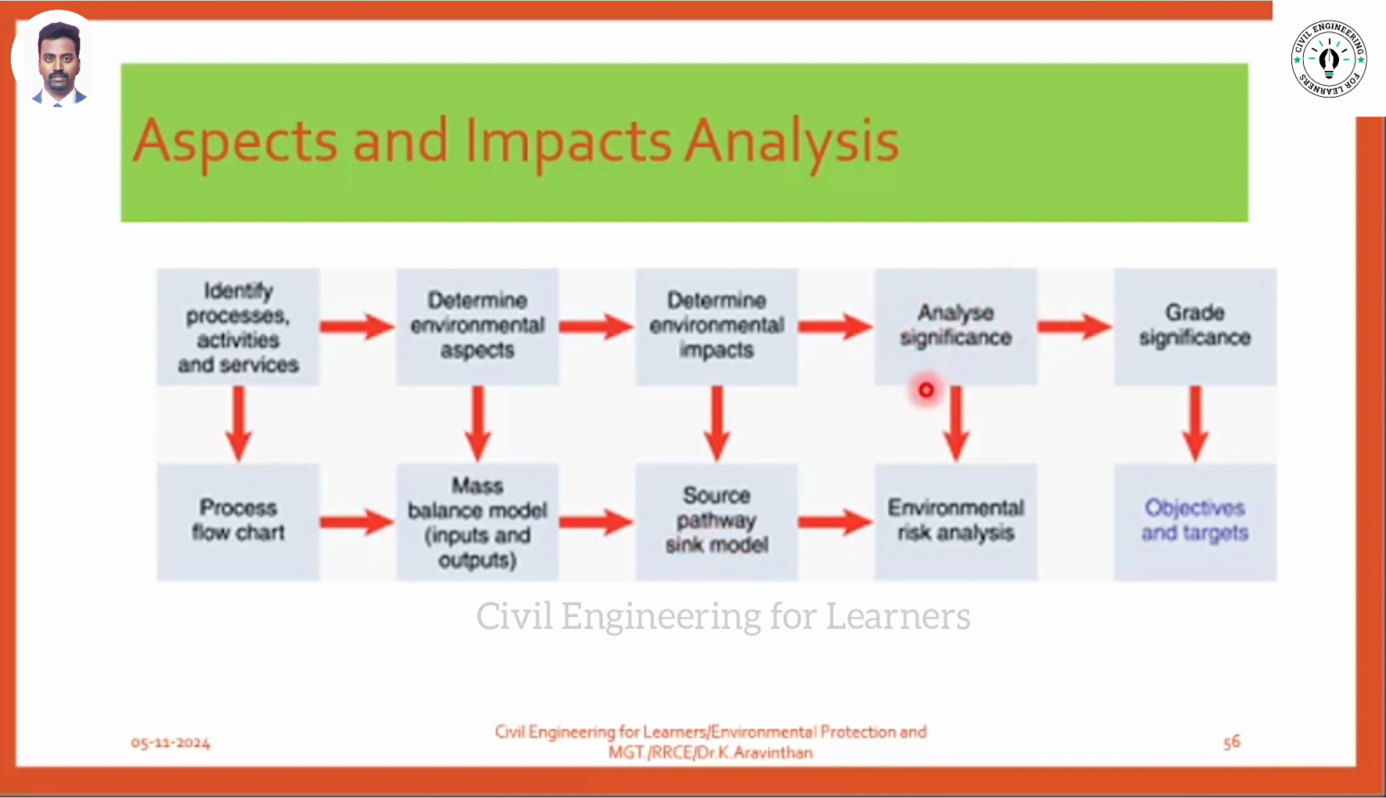Next one is analyze significance. Whatever is significant, you have to take environmental risk analysis. How much risk is there when using this process or product? Then grade significance. Grade in the sense categorize from highest priority to lowest priority. This is called grading, and this will give objectives and targets. What has to be done can be taught through sequential steps. This process is called analysis.